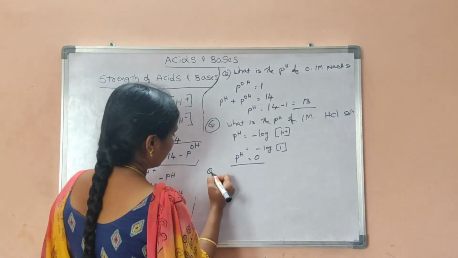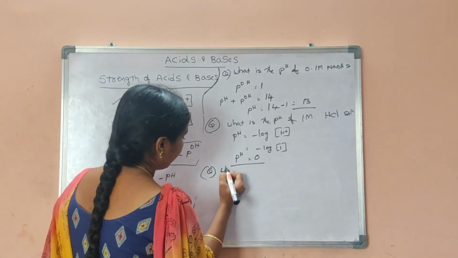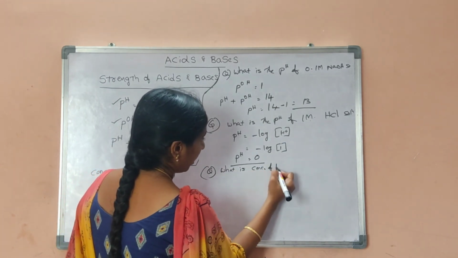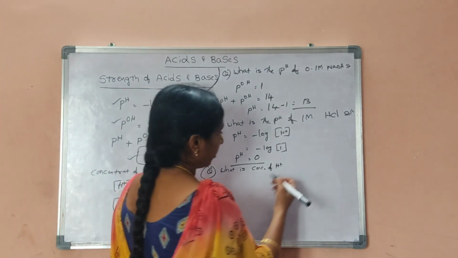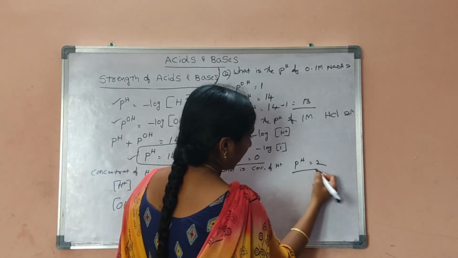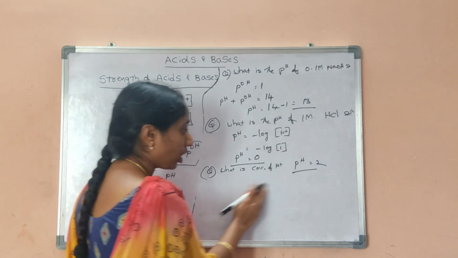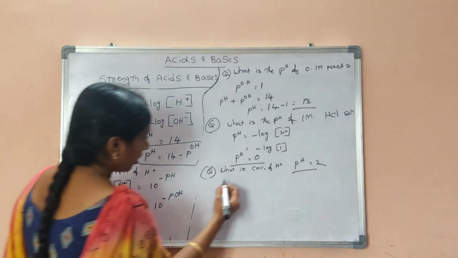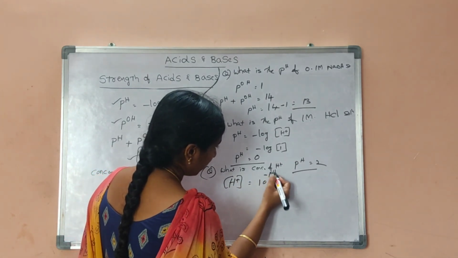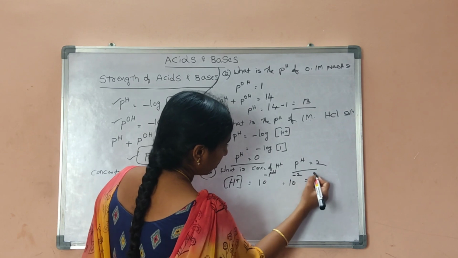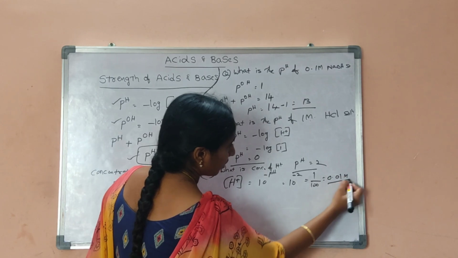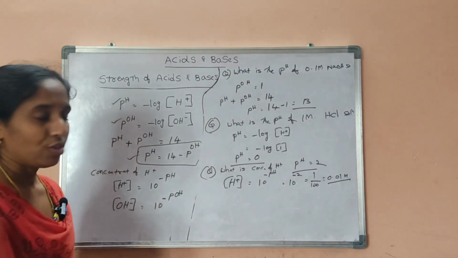Next. What is the concentration of H plus ions in the pH of 2? Here pH is given, and they asked to find the concentration of H plus ions. What is the formula? H plus ions equals 10 to the power of minus pH. So 10 to the power of minus 2, written as 1 by 100. So 0.01 molar. This is the concentration of H plus ions.